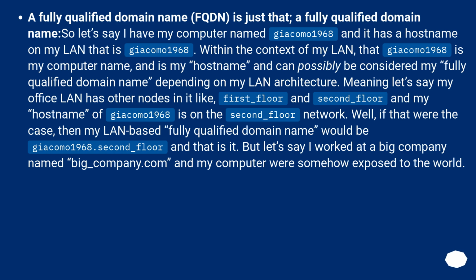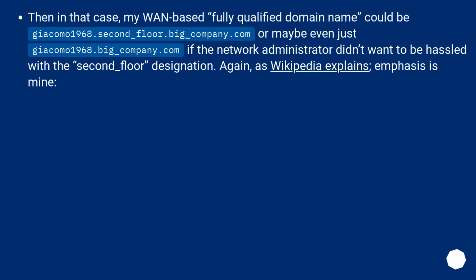But let's say I worked at a big company named big_company.com and my computer were somehow exposed to the world. Then in that case, my WAN-based fully qualified domain name could be giacomo1968.second_floor.big_company.com, or maybe even just giacomo1968.big_company.com, if the network administrator didn't want to be hassled with the second_floor designation.